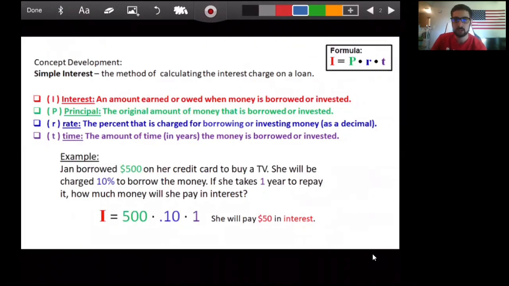So if I borrow money, then I'm probably gonna have to go pay some extra back, right, for that extra fee and service. Or I could be investing money and the interest is going to allow me to make more money than I had before.